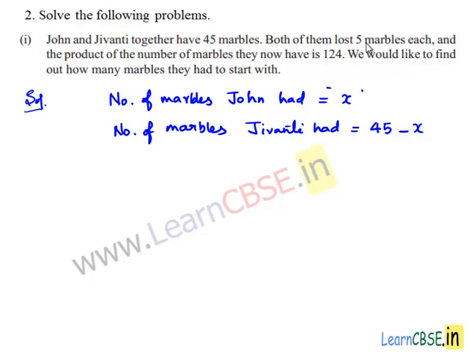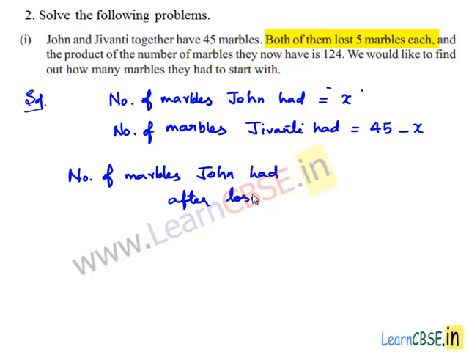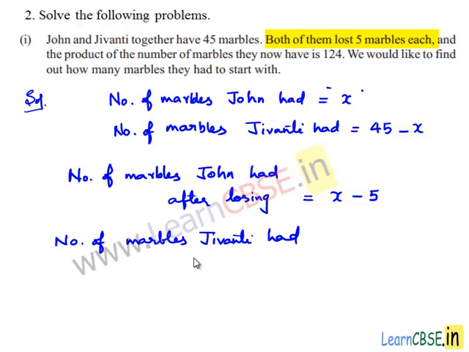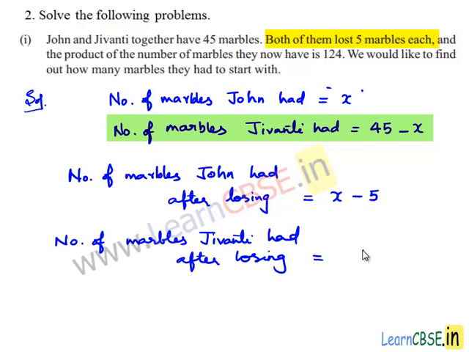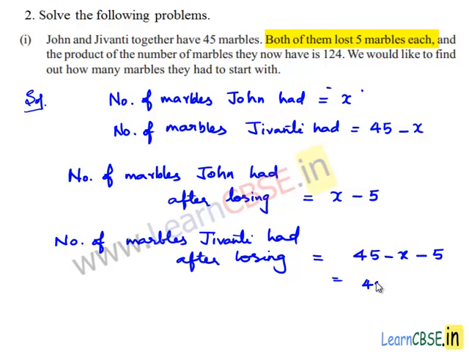Now, both of them lost 5 marbles each. So, the number of marbles John had after losing is equal to x minus 5. The number of marbles Jivanti had after losing is equal to 45 minus x minus 5. This becomes 40 minus x.